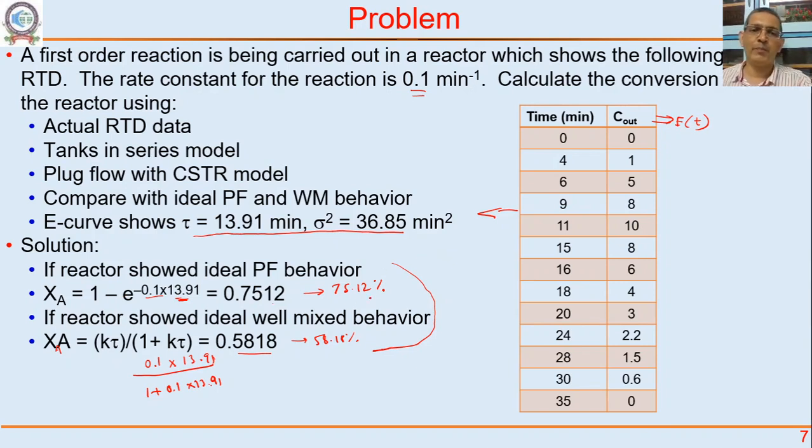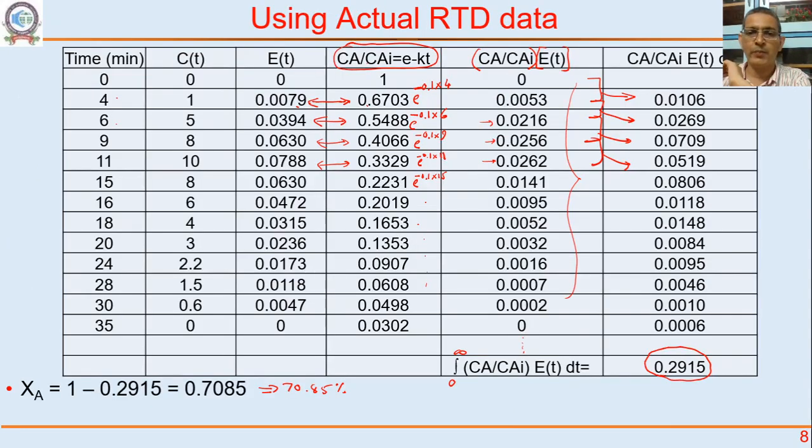If it had behaved like plug flow, it would have given 75.12. If it had behaved like well mixed, it would have given 58.18. So our real reactor is actually behaving in between a well mixed and plug flow behavior. There is scope to make it plug flow, you will get 75%. As it is operated, it is giving only 70.85% conversion. That's how the RTD data is useful in actually predicting the conversion that you will get in the reactor.